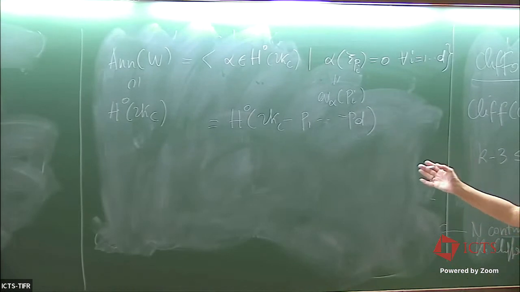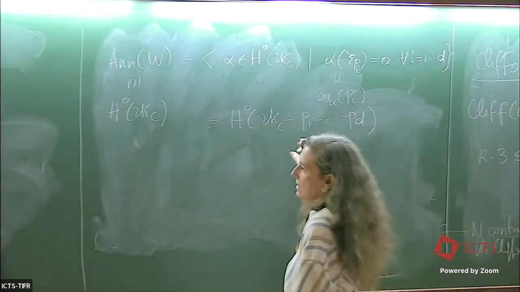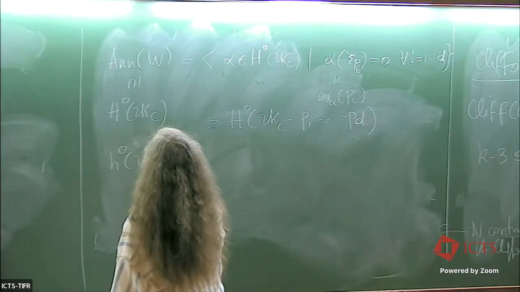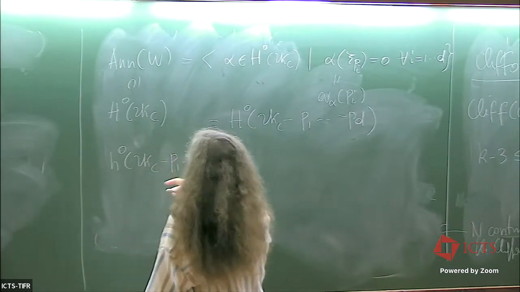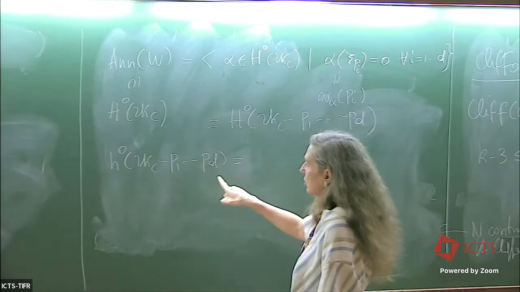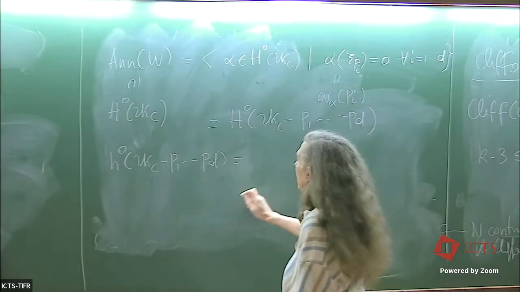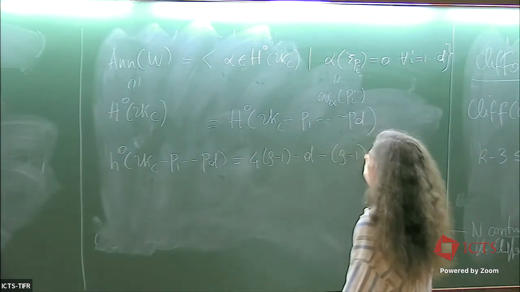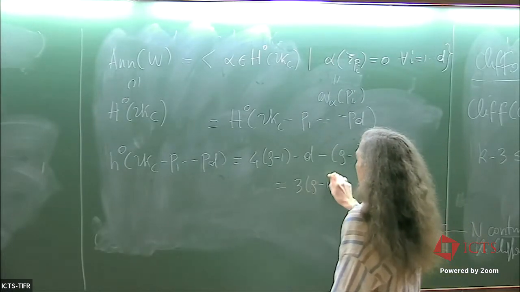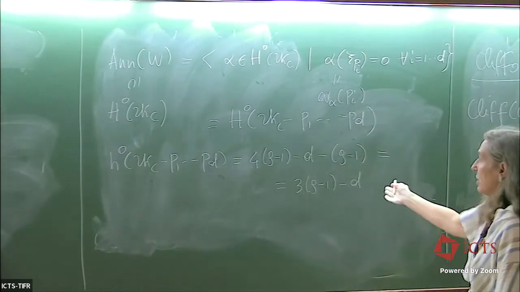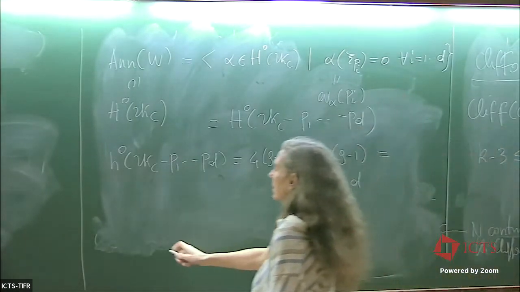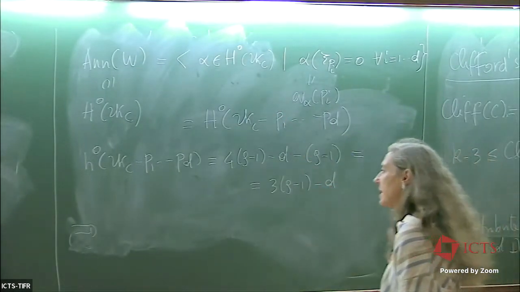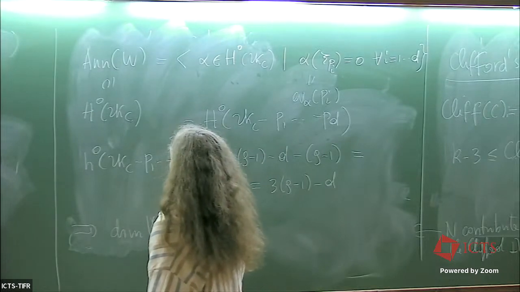And since this degree is small enough, by Riemann-Roch, this H naught of 2KC minus P1 minus PD, it's an easy one, uses Riemann-Roch, the H1 is 0, and so it's simply the degree, which is 4g minus 4 minus d minus g plus 1, which is 3g minus 3 minus d. So it has codimension d, and hence, since the dimension of the space is 3g minus 3, the dimension of W is exactly D.